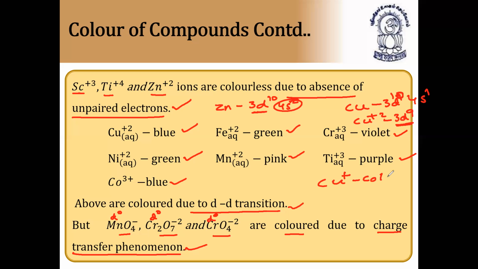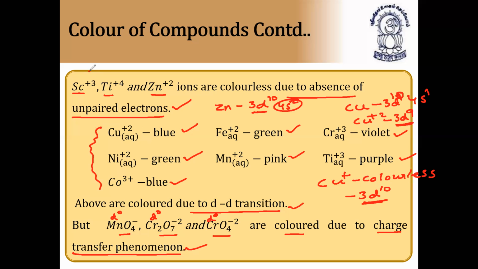Moreover, Cu+ is colorless. Why? Because it has no unpaired electron. Cu+ is colorless because the Cu+ configuration is 3d10, the 4s1 will go off, so only 3d10. So all the electrons are paired, so that's why Cu+ is colorless. So these are the colors exhibited by the metal ions.